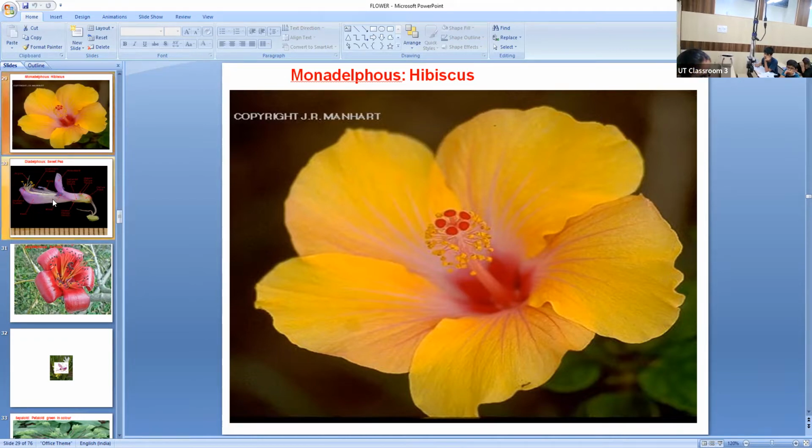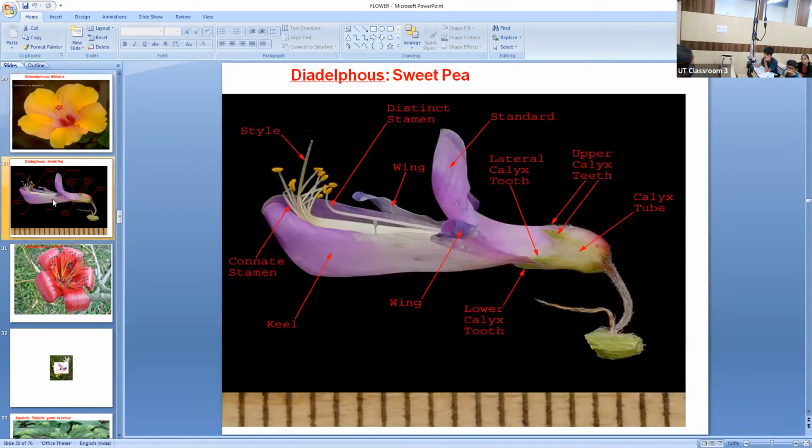Then, how should diadelphous look? In case of diadelphous, what will be the situation? Again, we talk about the thalamus. If this is the thalamus, then one filament will be like this, and then the rest will all bundle up this way, and then the anthers here. Majorly, they have a 9+1 arrangement. Nine of them bundled together and one free.